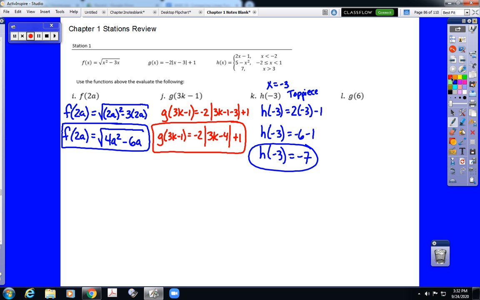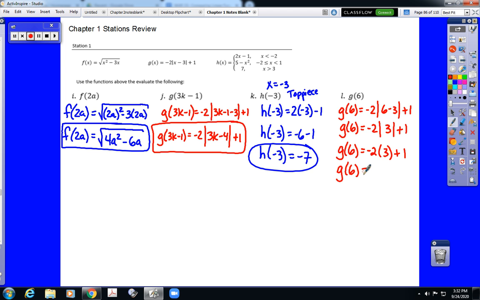And the final problem of this part is g of 6. So again, we're going to plug that into g. g of 6 would be negative 2 times the absolute value of 6 minus 3, plus 1. And then we simplify that as much as humanly possible. So the absolute value of 3 is the first step. 6 minus 3 is 3. The absolute value of 3 is 3, so that doesn't change anything. Then we multiply, which gives us negative 6 plus 1. So g of 6 is negative 5.